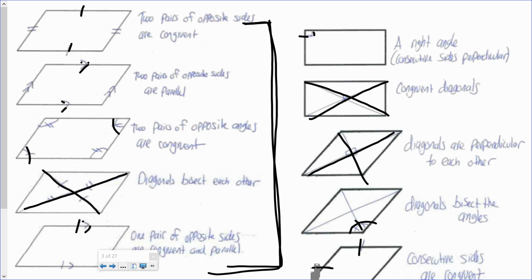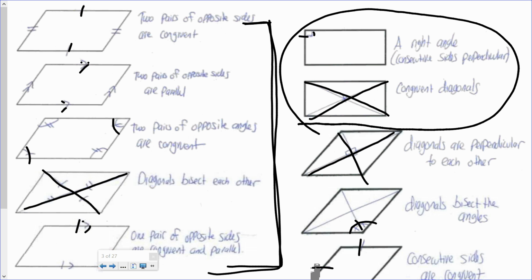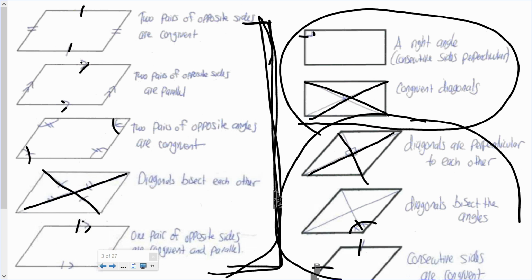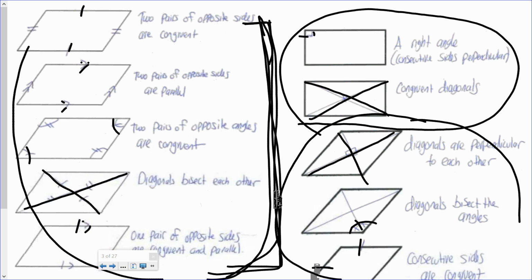A rectangle is a parallelogram. So a rectangle has these 2 plus these 5, which is 7 properties. A rhombus has these 3 plus these 5, which is 8 properties, and a square has all 10 of them.